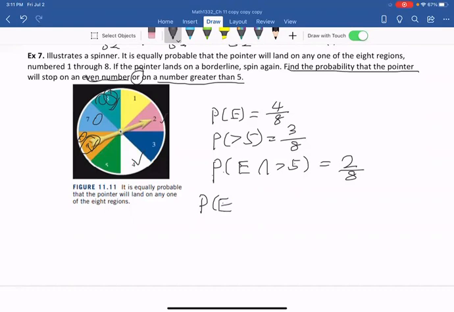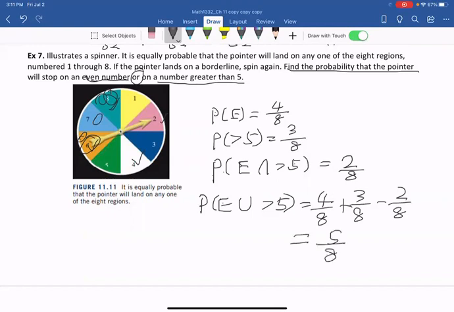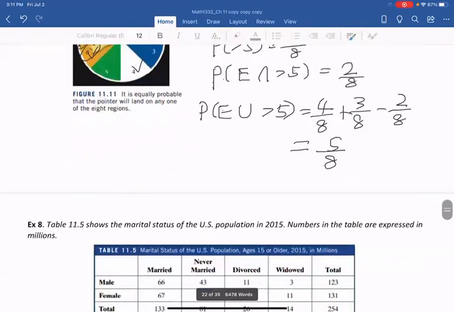Even or the number greater than 5. Oh, my pen doesn't work well. I use my finger to write on it. Okay, that is 4 over 8 plus 3 over 8 minus 2 over 8. What is that? 7 minus 2 is 5 over 8. So this is our answer. Okay, let's move on to next page.